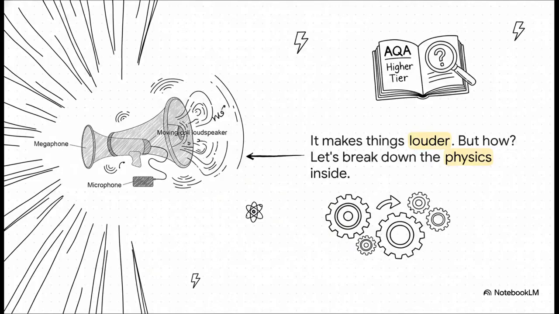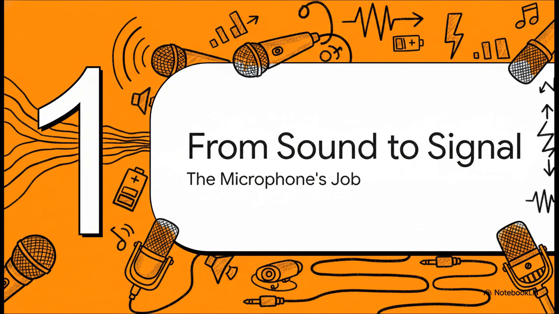A megaphone makes things louder. Yeah, we all know that. But how? That amazing journey from your voice to that booming sound, that's all pure physics. We're going to break it all down using an actual question from an AQA higher tier paper. So our mission starts right at the beginning, capturing the sound. Before a megaphone can amplify anything, it has to convert your voice into a completely different form of energy, and that, my friends, is where the microphone comes in.